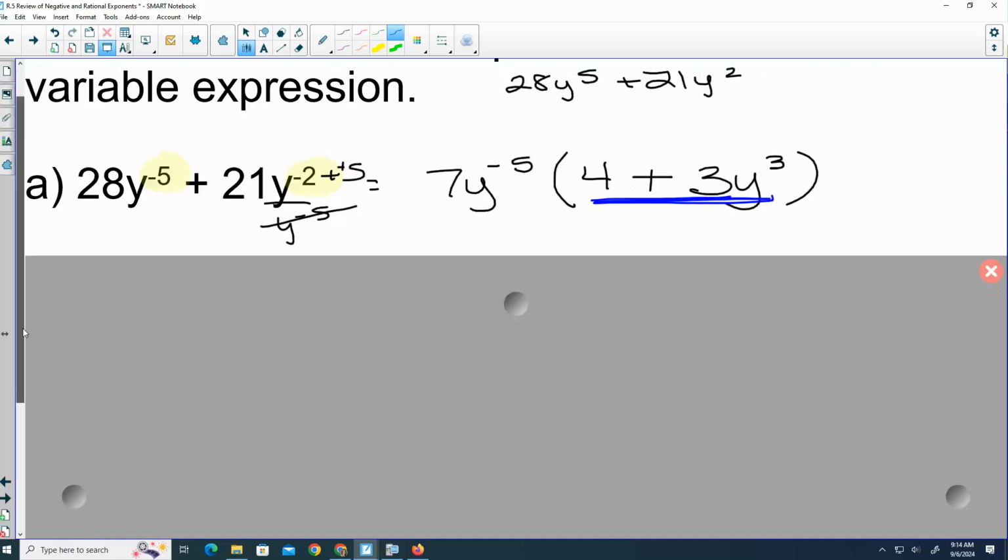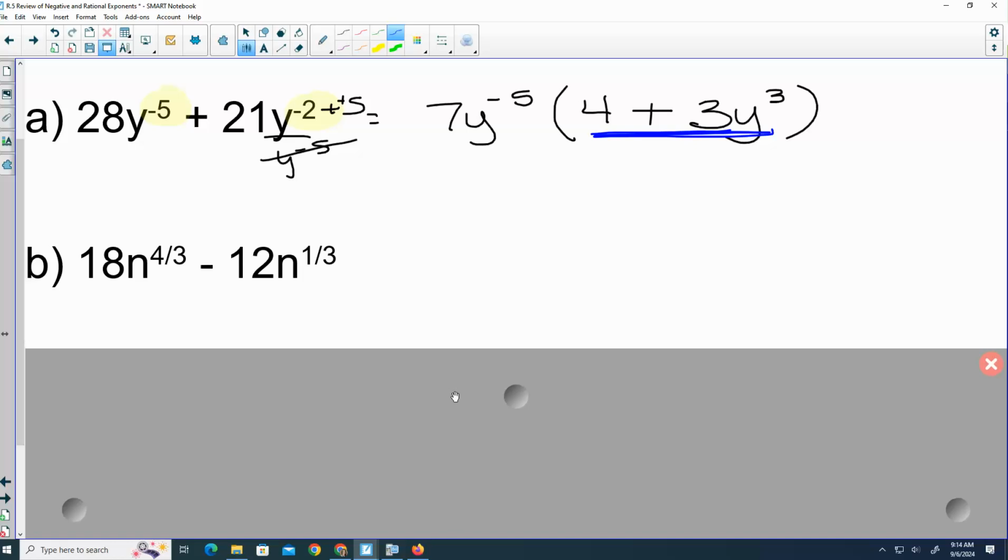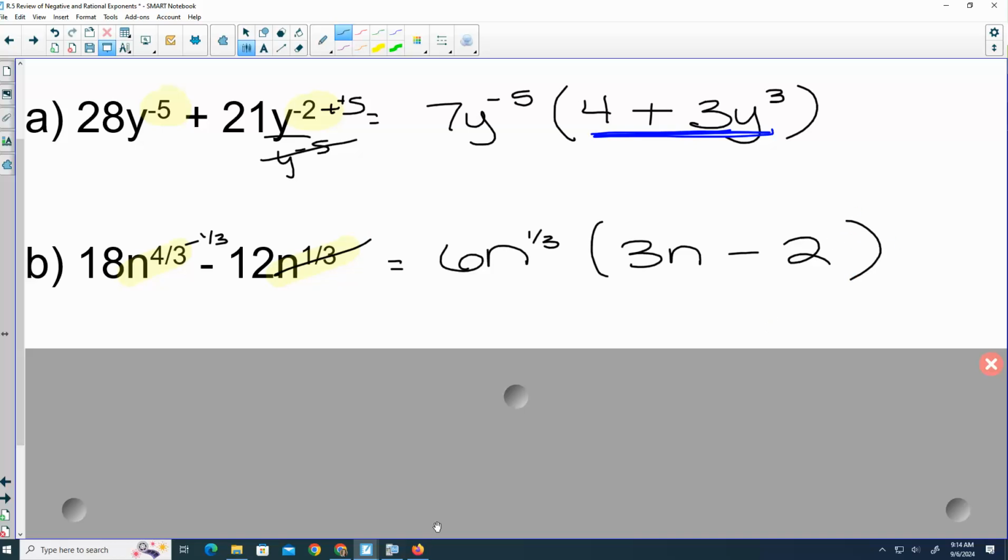All right. Try a similar one. This one has fractions, but same idea, 2 terms. What number can I take out of both terms? 6. Then with my x's, you look at your exponents, you take out the smallest. What's smaller, 4/3 or 1/3? 18 divided by 6 is 3. When I factor it out, it's like subtracting my exponent. 4/3 minus 1/3 is 3/3, which is 1. 12 divided by 6 is 2. Into the 1/3, I took all of that out. So that's my final answer.